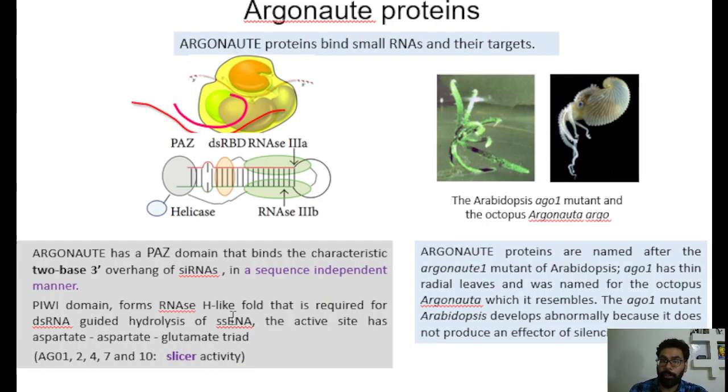Okay, there are different types of Argonaute proteins like AGO1, 2, 4, 7 and 10, which perform the slicer activity. So how did the name Argonaute come? Argonaute resembles an octopus, Argonauta argo, in shape. Therefore, it was given the name Argonaute protein.